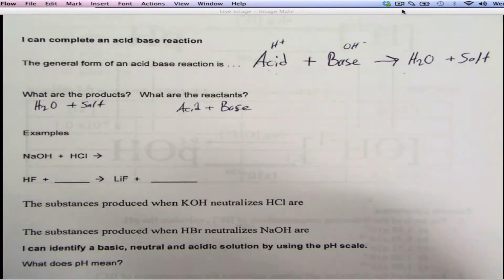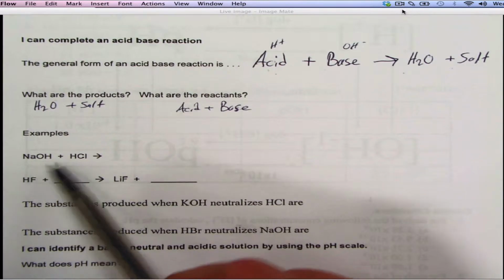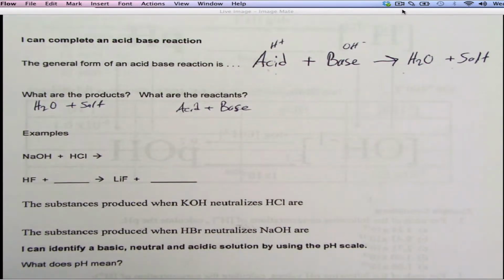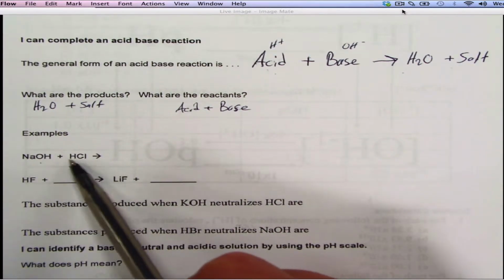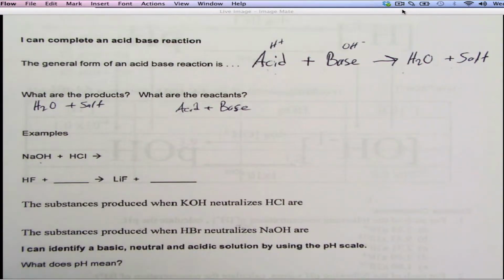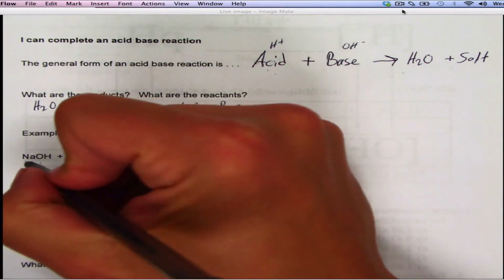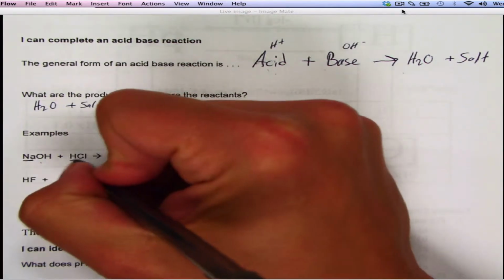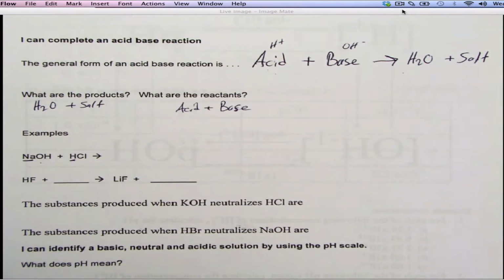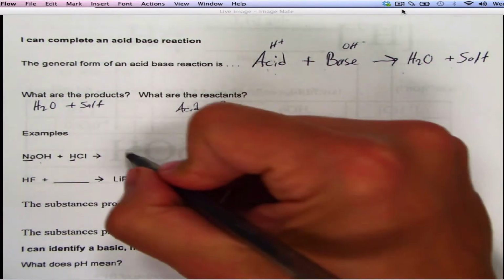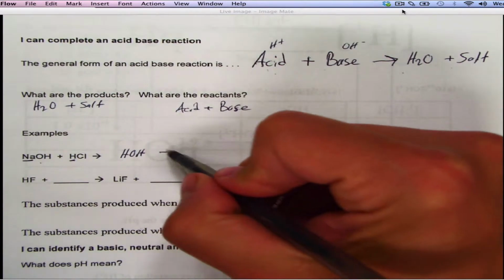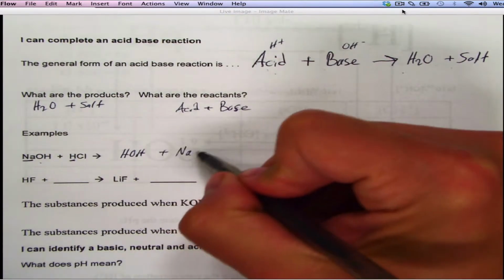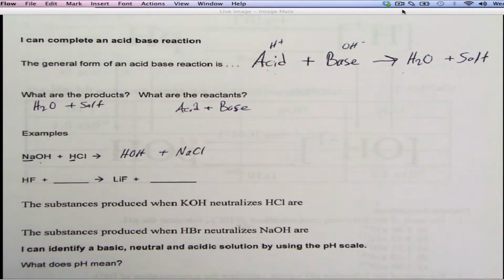So here it goes. Let's talk about some examples. NaOH plus HCl. Which one's my acid? Which one's my base? First of all, this is my base because of OH. This one's my acid because of H first. Now in a double replacement reaction, the two first ones in the chemical formulas switch spots, or they switch partners. So now the H goes with the OH, and the Na now goes with the Cl. Simple as that.